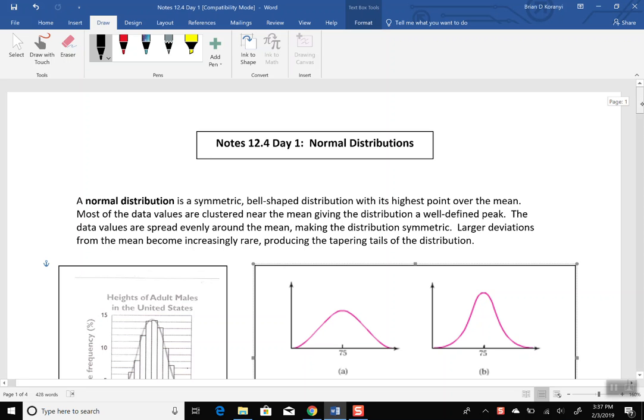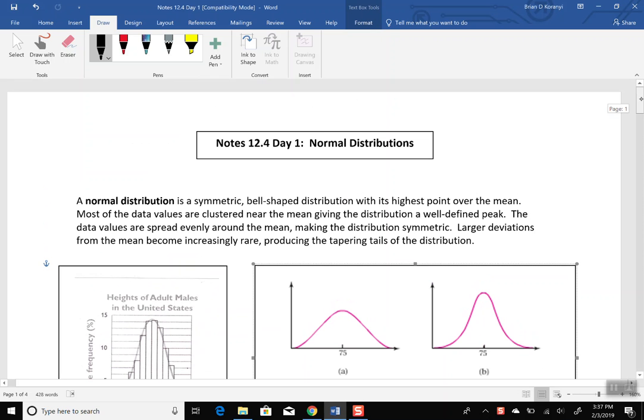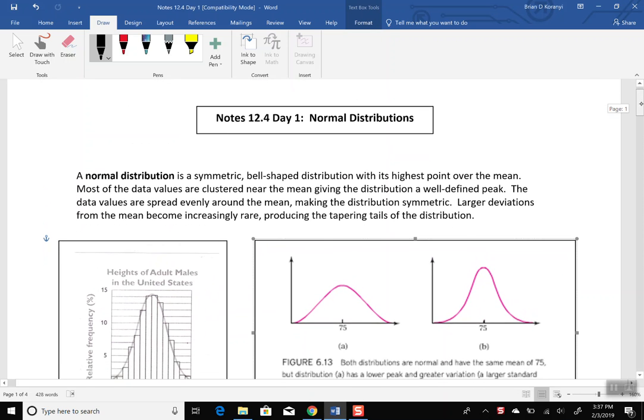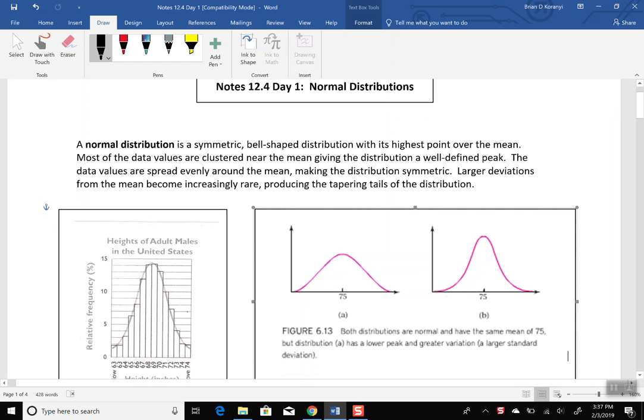All right, today we're going to be looking at the normal distributions. This is going to be kind of like a day one look at this type of data distribution. It's called normal because it kind of happens so often. It occurs in a lot of things that have large populations or a large amount of stuff going on.